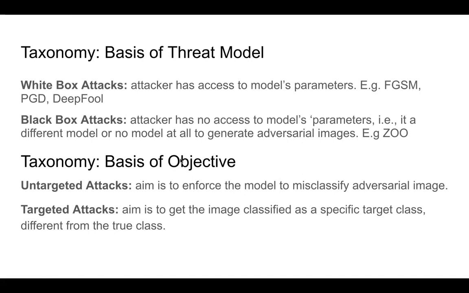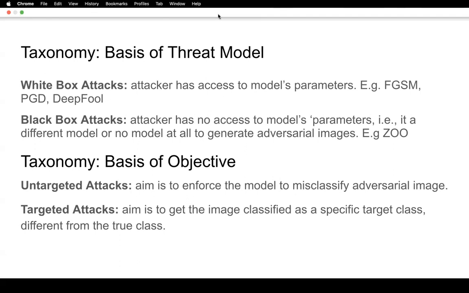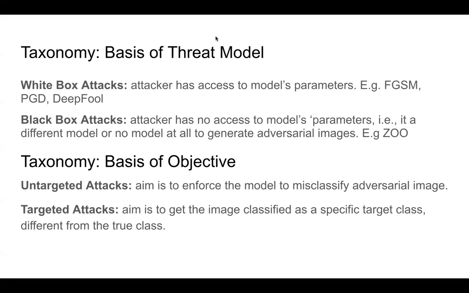So there is also a taxonomy on the basis of objective. There's something called an untargeted attack. Let's say you are adding some noise to the image, and your goal is just to misclassify the image. You're not specifying anything, you're just misclassifying the image to something else. That is called an untargeted attack.